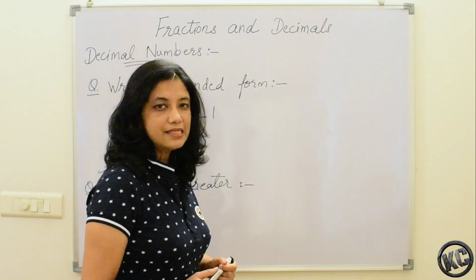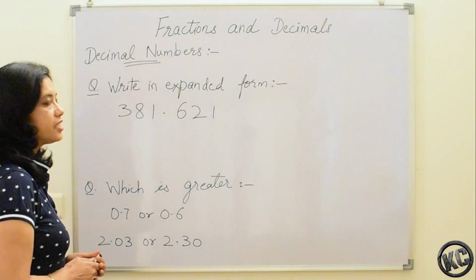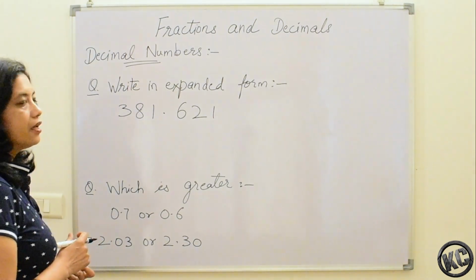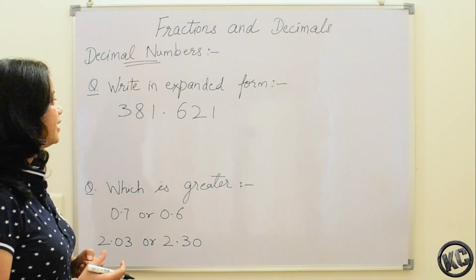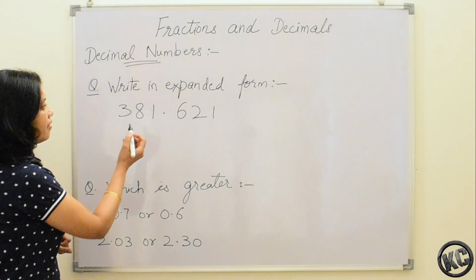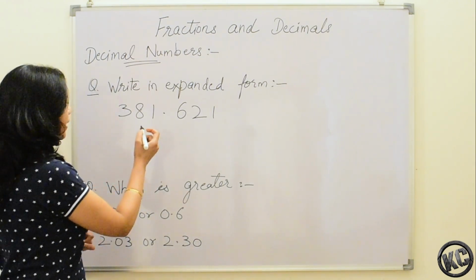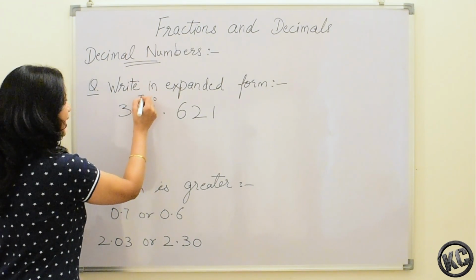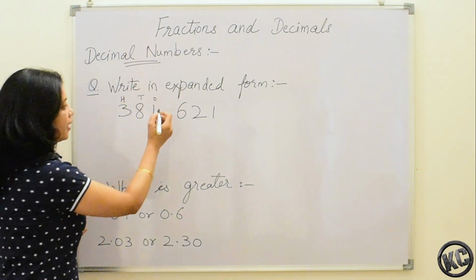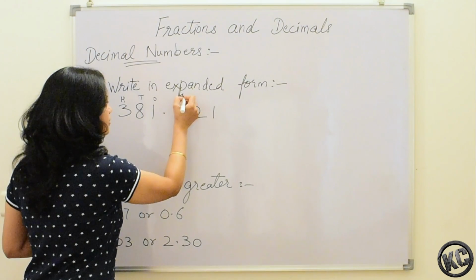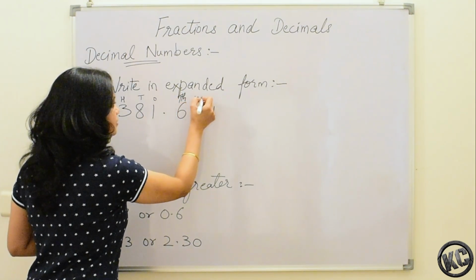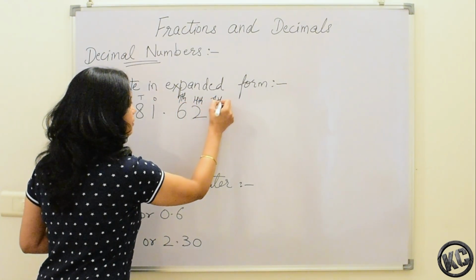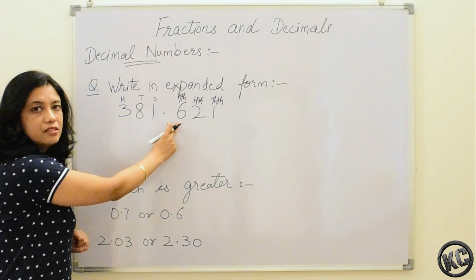Now let us solve these sums. Write in expanded form. See, whenever we have to expand any decimal number, first of all you write their place values on top of them. This is the point, so this will be ones, tens, hundreds. Here this will be tenths, hundredths, thousandths. This will start from tenths, not ones.